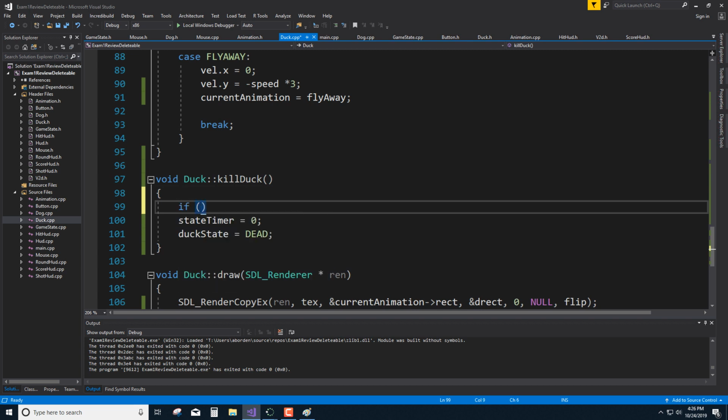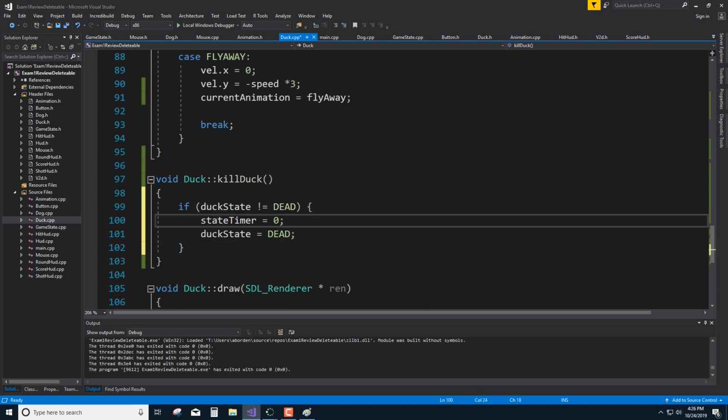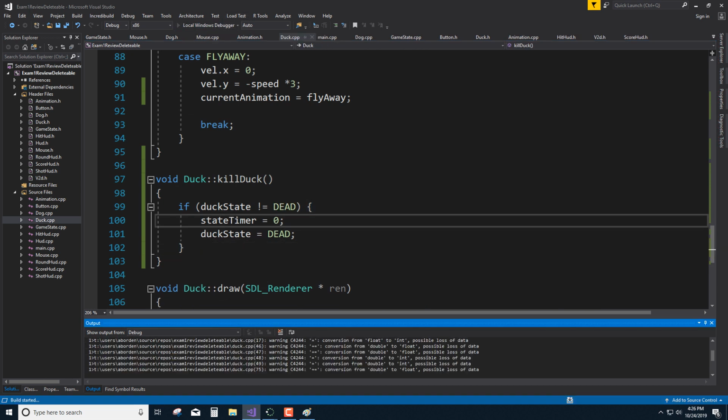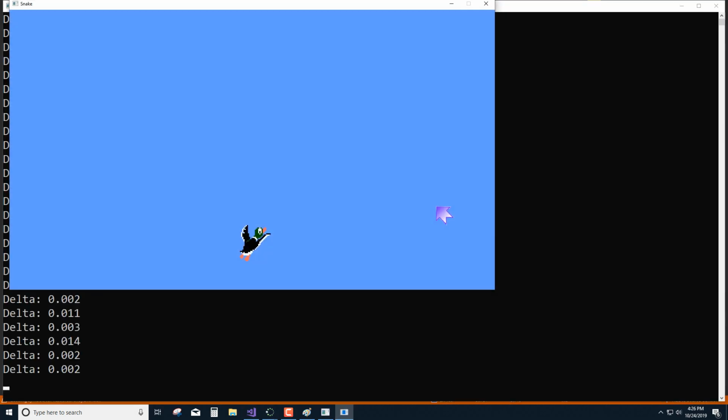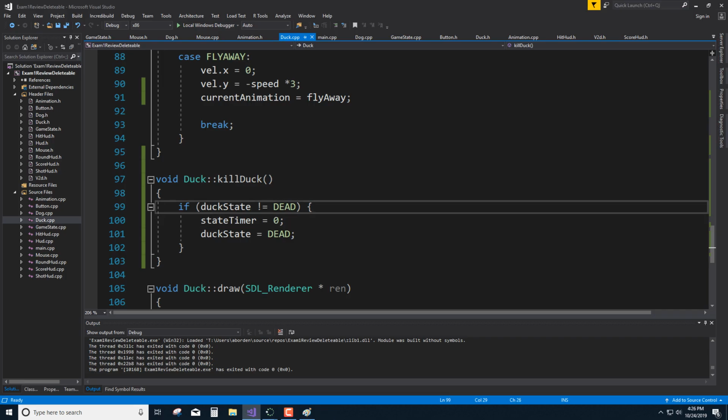if duck state does not equal dead. And then I don't think you'll be able to shoot him. Yeah, you can't kill him again. I don't know though. It might be pretty fun.